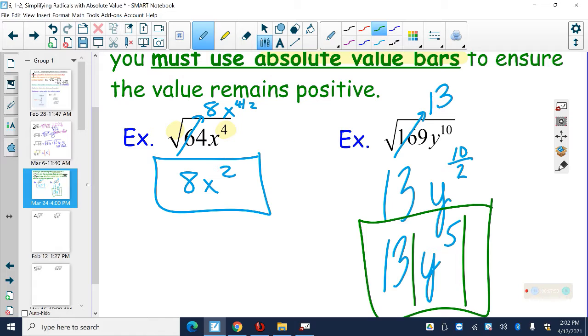Tara asks: is the index always going to be 2 if there's not already one there? If you don't see a number, then the index is 2. Correct. Okay? If you do not see a number, then the index is 2. Ready to do it again?